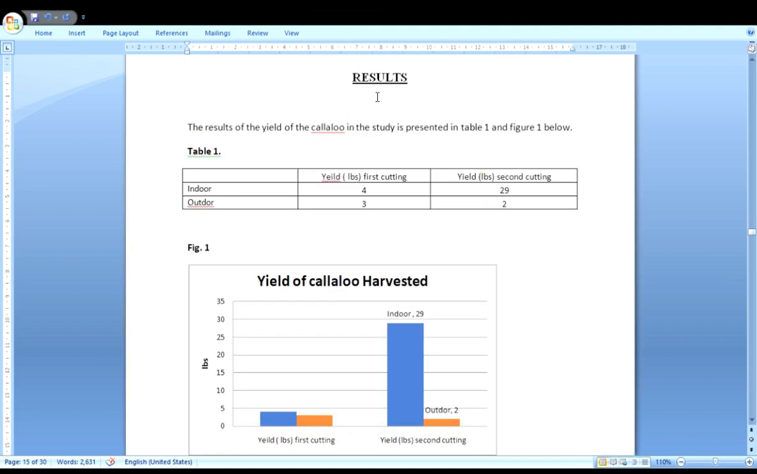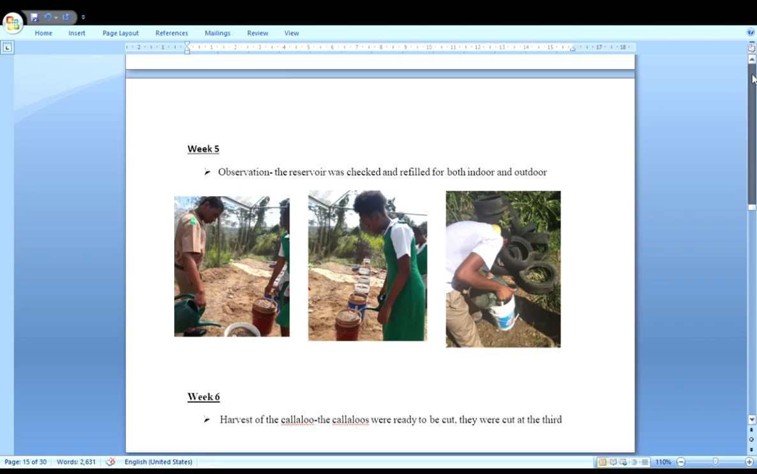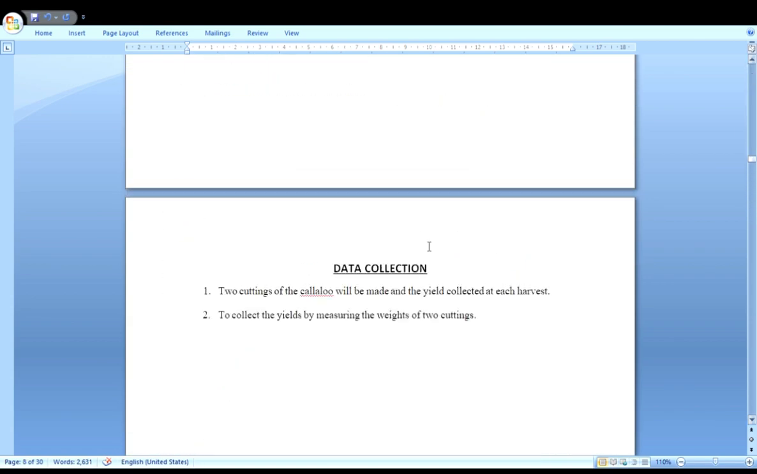As I said, all the information that you have in your results would normally be stated in your data collection. So let's go back to the data collection to see what was there, and then we come back to the results. Here we said that in the data collection, 2 cuttings of the callaloo will be made and the yield collected at each harvest. So you should have the amount of callaloo you gathered from the 2 cuttings. And number 2, to collect the yield by measuring the weights of the callaloo. So you should have the weights of the yields as well. You're basically going to collect information from the 2 cuttings and the yield of those 2 cuttings of callaloo.